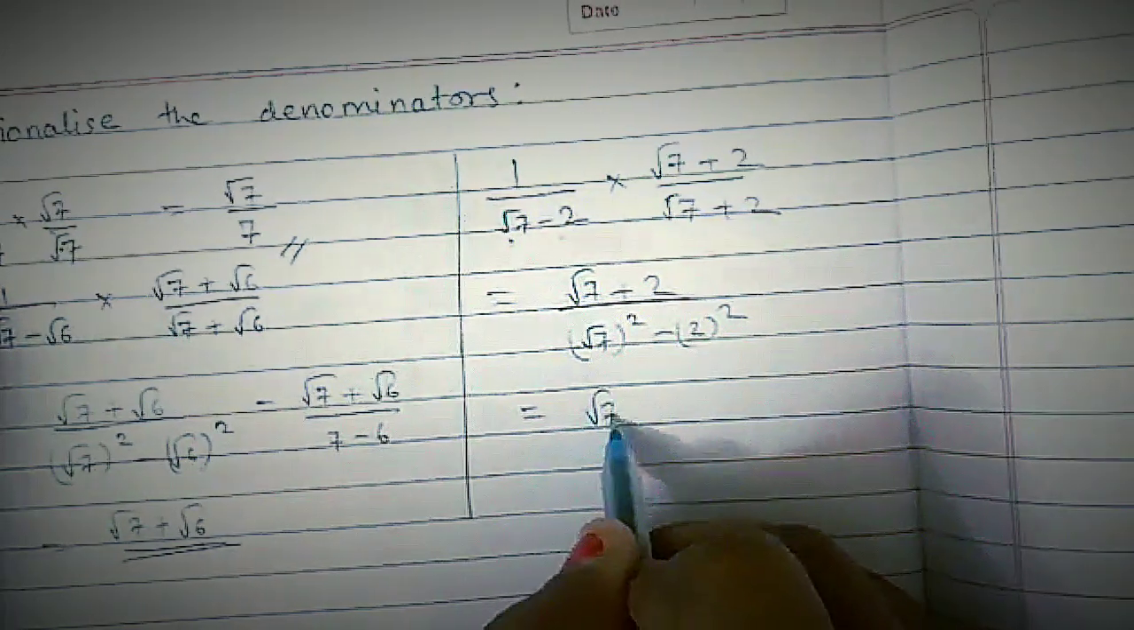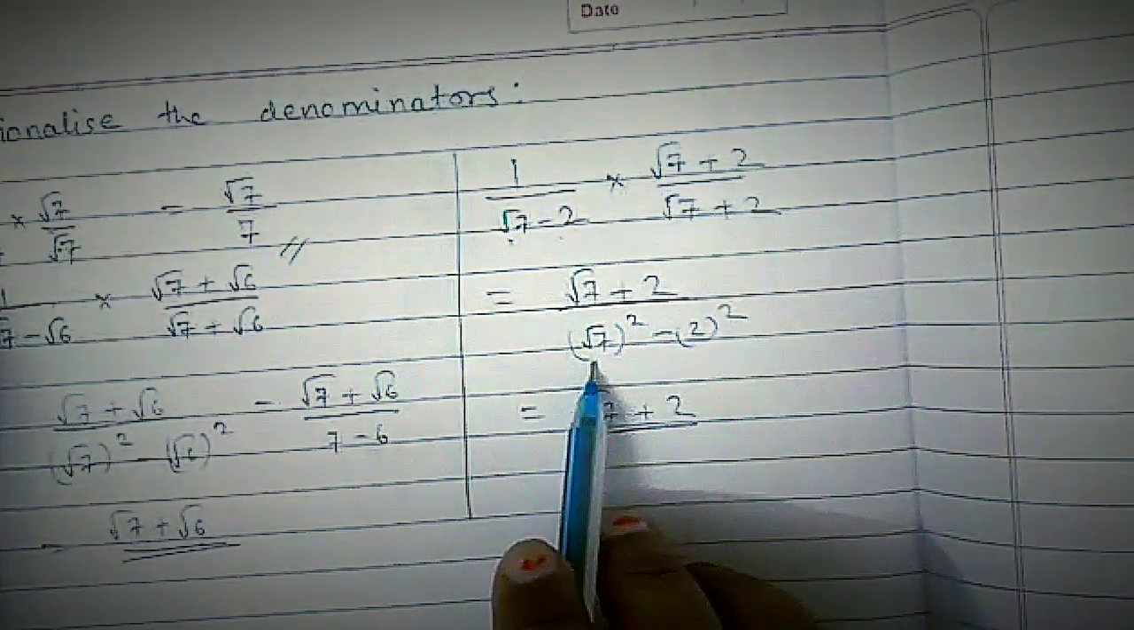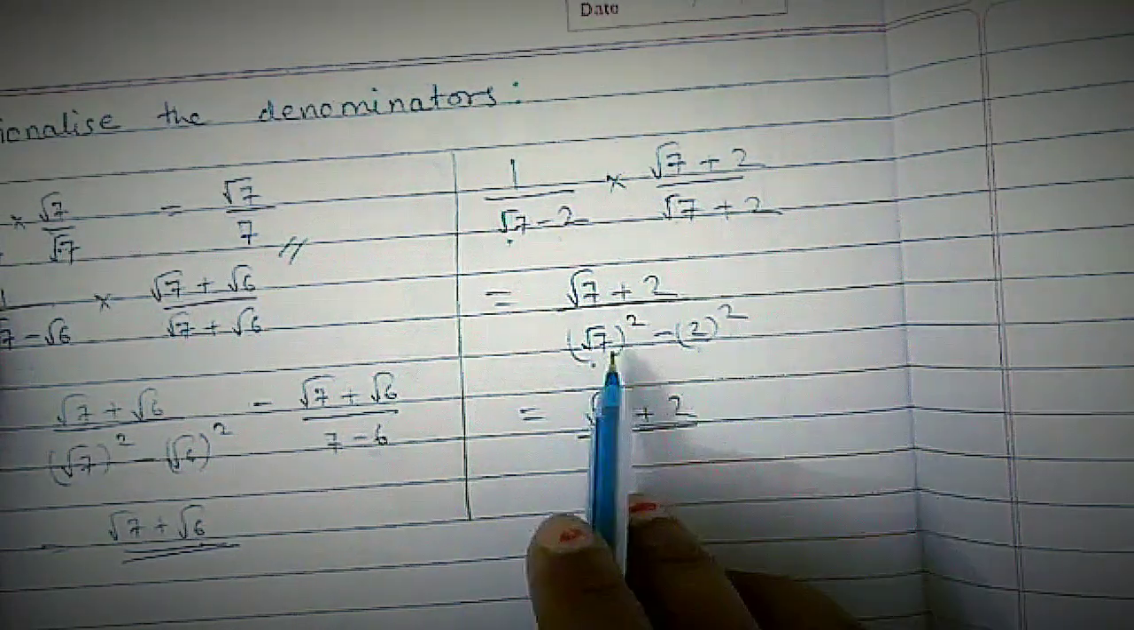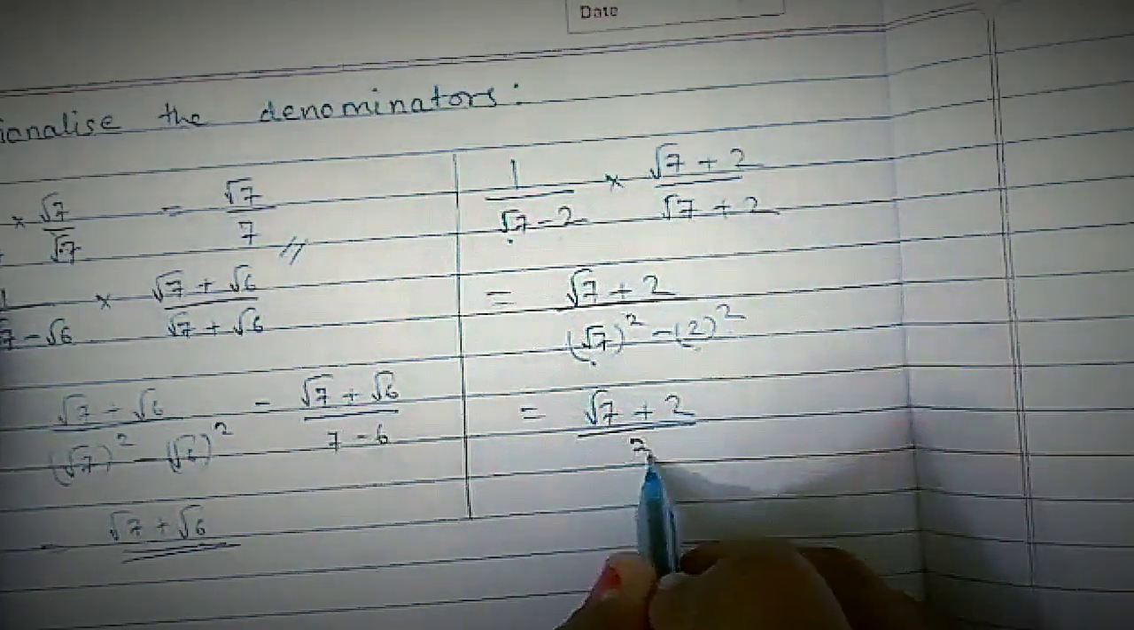So this will be root 7 plus 2. Root 7 the whole square will become 7 minus 2 the whole square will become 4. So 7 minus 4 will become 3. So this is your answer.